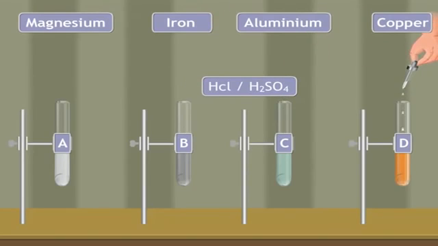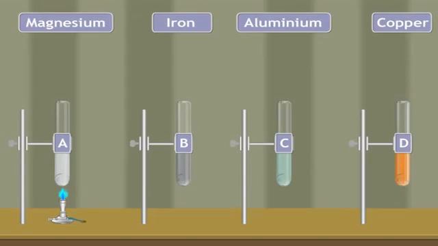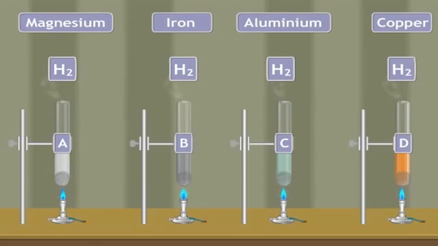Hydrogen gas is liberated. But how do we know it's hydrogen? To test the gas, we introduce a burning splinter near the mouth of the test tube. The splinter is put off with a pop. It shows that the gas is hydrogen. From this, we can conclude that metals react with dilute acids and liberate hydrogen gas.